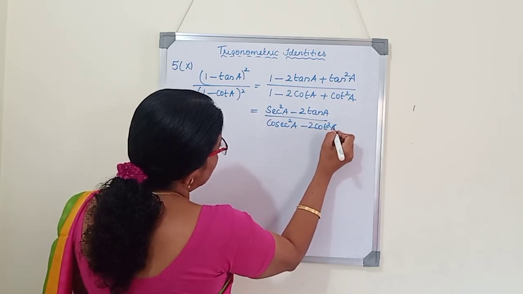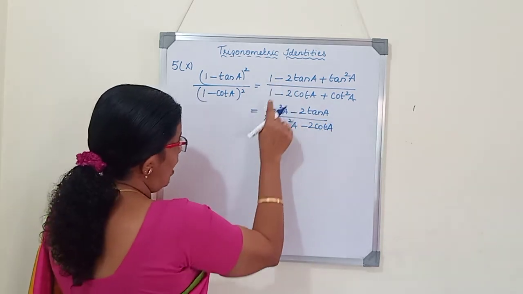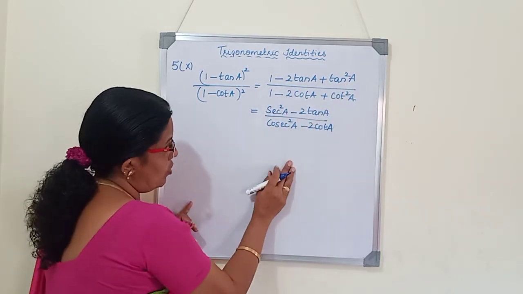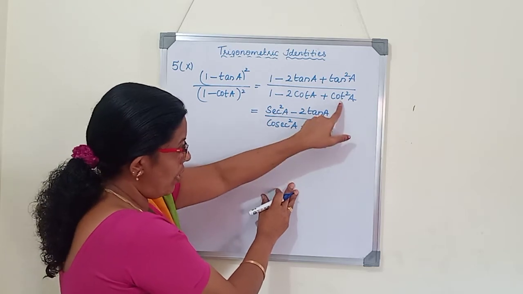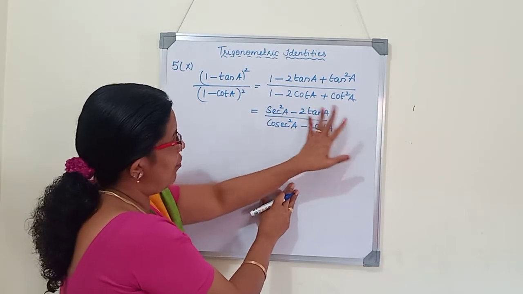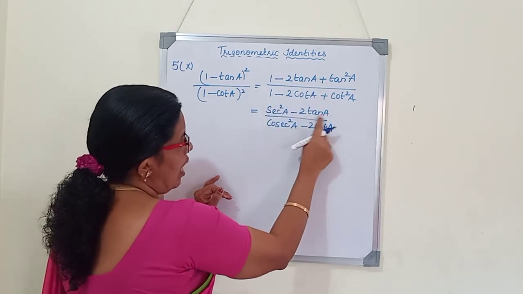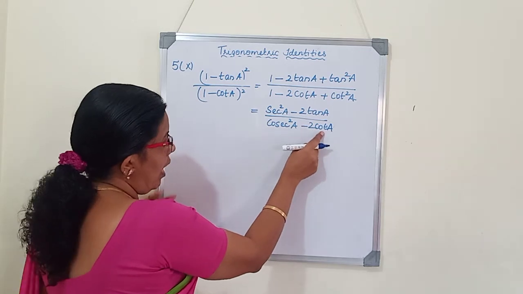In the last case, we wrote 1 as it is, 2 sin A by cos A, and tan square A as sin square A by cos square A, cot A as cos A by sin A and cot square A as cos square A by sin square A, and we expanded and simplified. Now I am writing 1 plus tan square A, sec square A minus 2 tan A as it is. 1 plus cot square A, cosec square A and 2 cot A as it is.